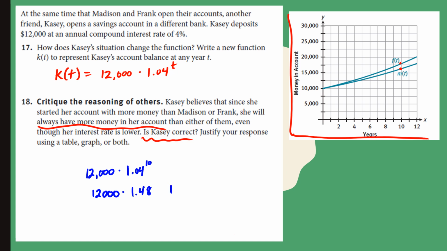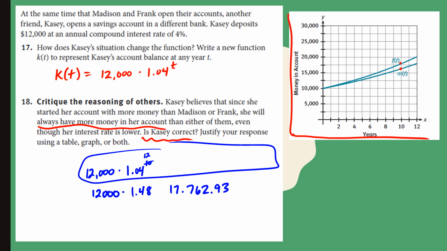So if I multiply that by 12,000, I'm going to get 17,762.93, which looks to be still a little bit maybe higher. So let's look at year 12 and see if that shows us anything clearer. If I make this a 12, let's see what that's going to give me. 1.04 to the power of 12. Make sure you do your powers first. Times 12,000. I get 19,212 or so.